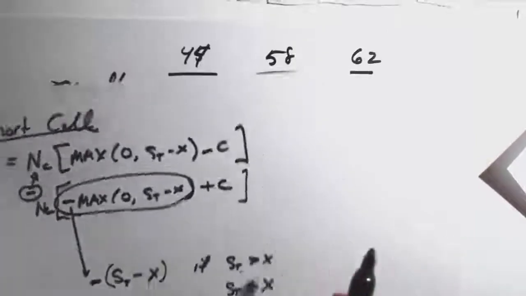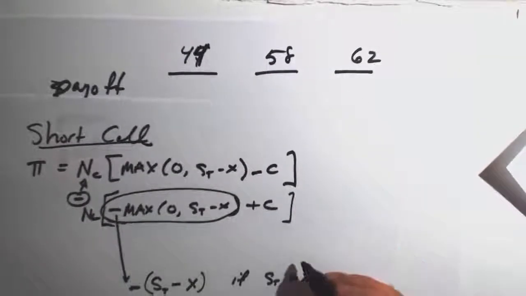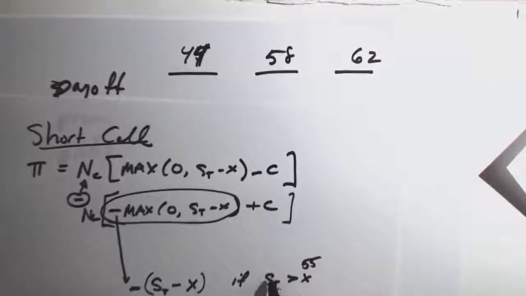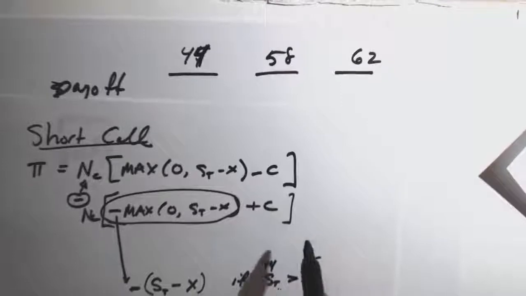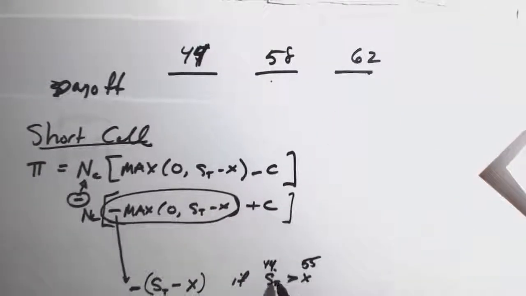So again, what you want to do is look at these scenarios and ask where the stock price is relative to the strike. The strike is 55. X will always be 55 in this example. What changes is the stock price. So we have a 44, and then we'll plug in a 58, and we'll plug in a 62.